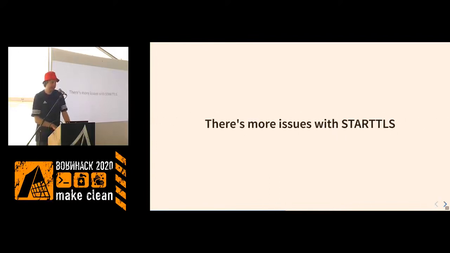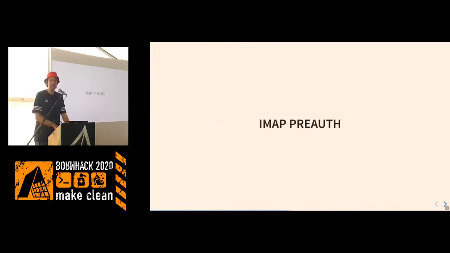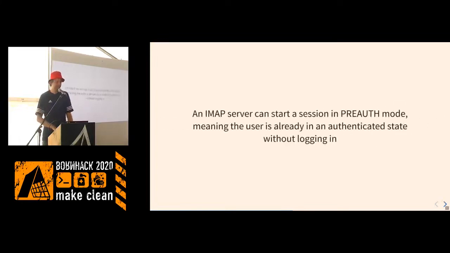There are some other issues with STARTTLS. In IMAP, there is something called pre-auth. So this is a feature where a server, directly after a client connects to it, can say, you are already logged in. You don't have to log in. So this is, for example, used if you have an internal network and you can do IP-based authentication, where you say, when this client connects, we know this IP, we know it cannot be spoofed, then it's already logged in.